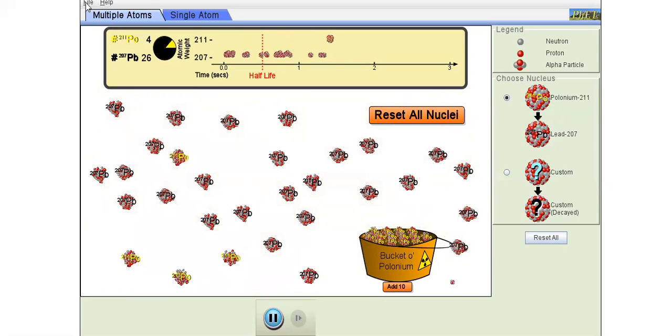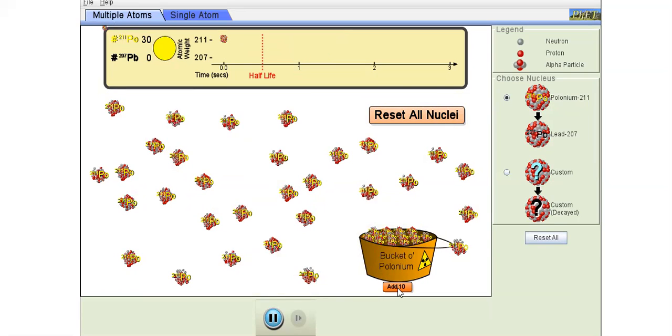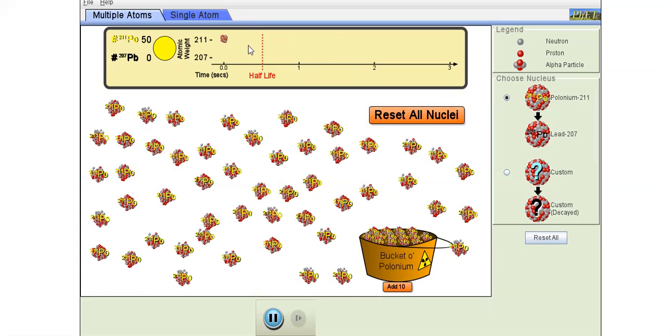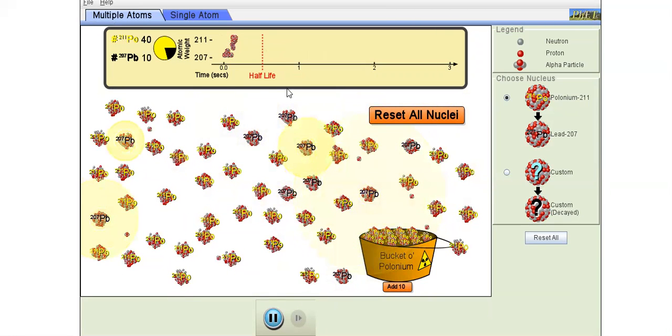And so that's really all that there is to this simulation. Reset all the nuclei, right? We can add more, a big sample, and we'll see that the same thing is true. Because each individual atom is undergoing this spontaneous, random decay, it's not going to matter how many we start with. Half of them will be gone after the half-life. So if we start with 50, we'd expect 25 to still be polonium after half a second.